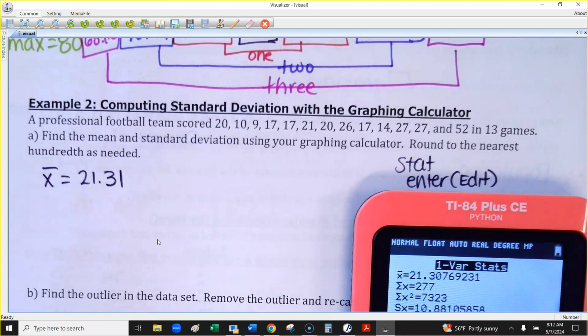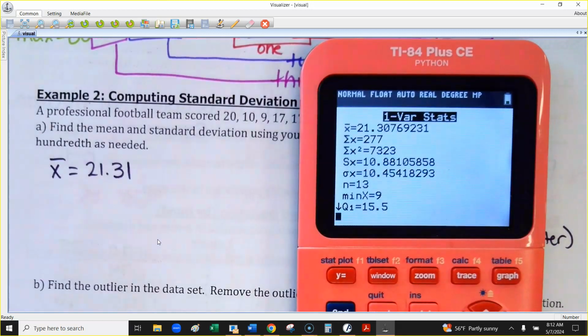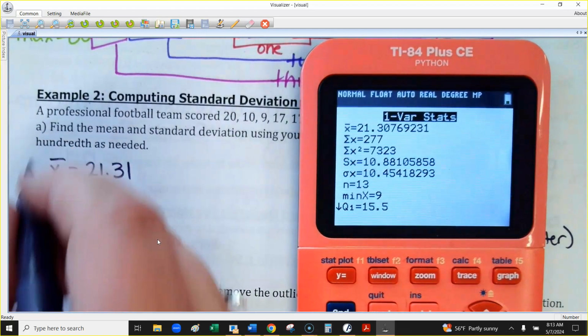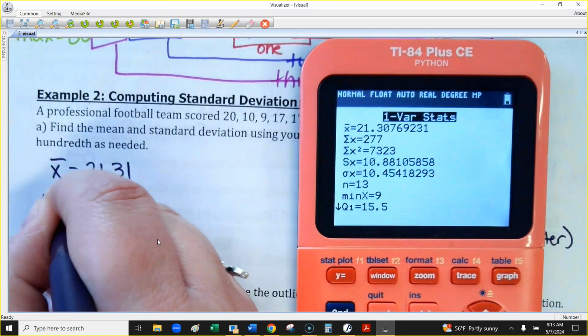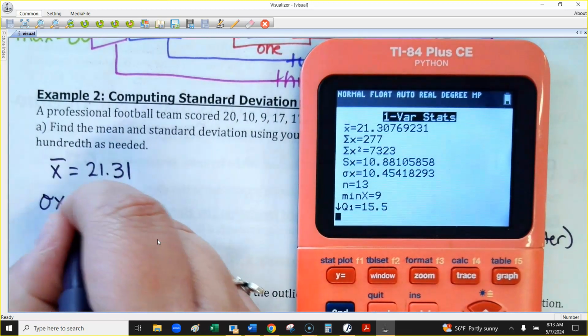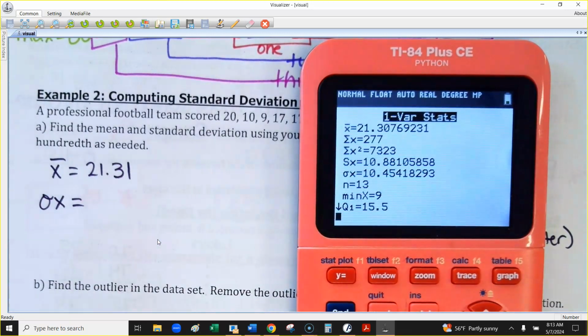And then what you're looking for is the standard deviation. We don't want sample standard deviation because we have the scores for all their games. So you want the population standard deviation, which is going to be that little weird σx there. You don't have to take the square root. It doesn't display the variance on the screen here.